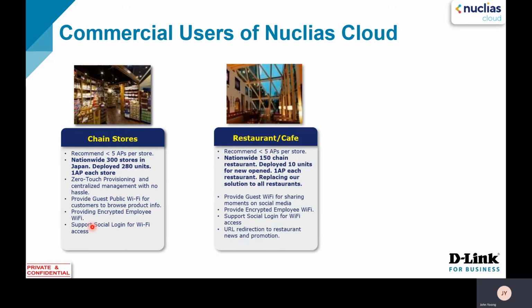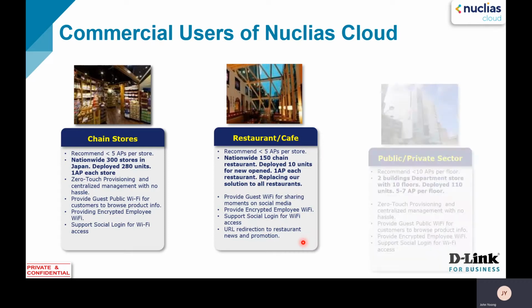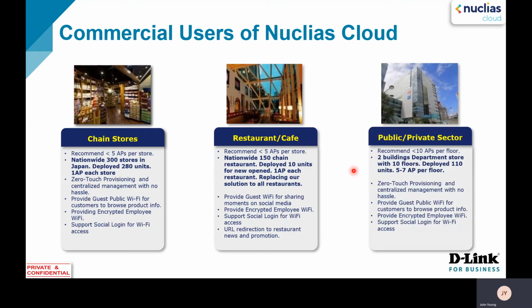Then restaurant, same thing. We have a nationwide 150 chain store, deploying 10 units on each new opening. As you can see, all is the same. Guests also use the social login. Then the employees use the encryption WPA, WPA2, or even WPA3. Then we have the private sector, 2 buildings with 10 floors, deploying 110 units.